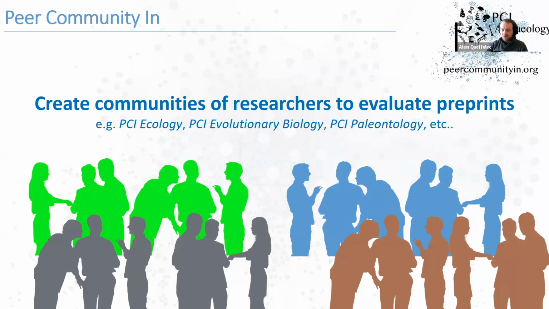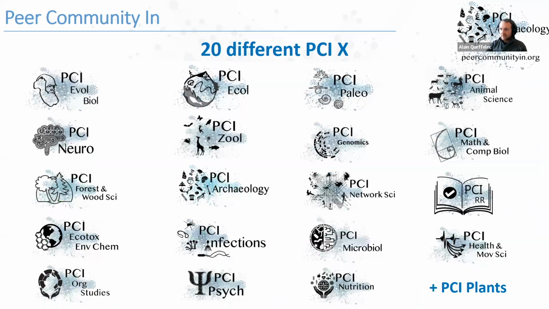And after, they are close to ecology researchers, so the second PCI was ecology, etc. So it's creating different communities of researchers, and their goal is to evaluate preprints. So now there are 20 different PCIs. You can see here that it's pretty varied, pretty diverse, sorry. And it's mainly about biological sciences in general, but now it's also integrating humanities.